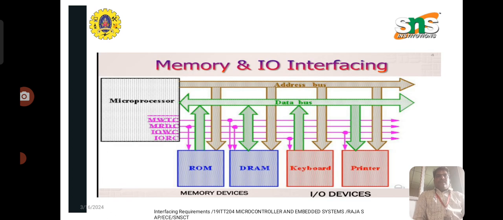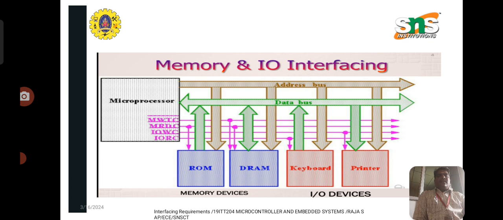This figure shows the various memory and input output interfacing with an 8086 microprocessor. In the left hand side figure, the microprocessor has MWTC, MRDC, IOWC, IORC, that is memory write control, memory read control, input output write control, and input output read control. The green color indicates the data bus and the brown color indicates the address bus. The various memory devices used in 8086 are ROM and DRAM, that is data RAM, and the input output devices used are, for example in this figure, keyboard and printer.